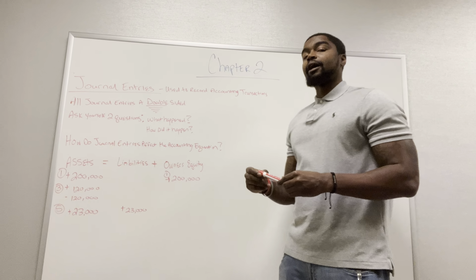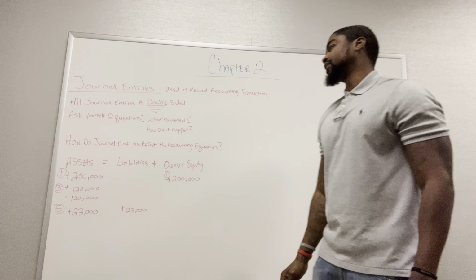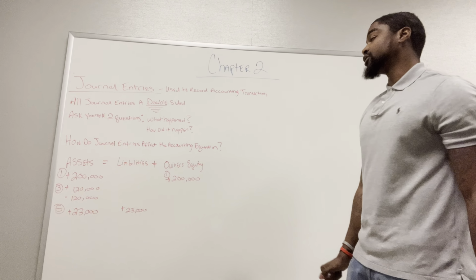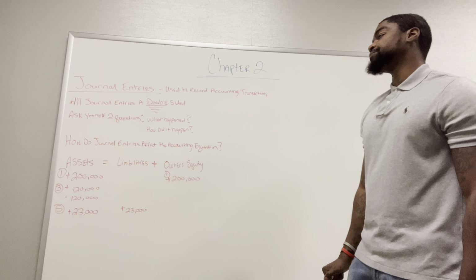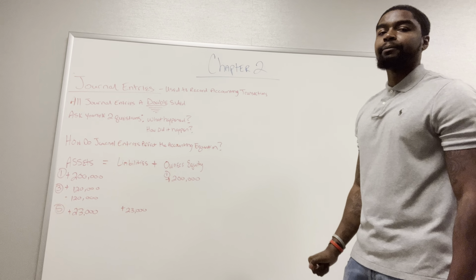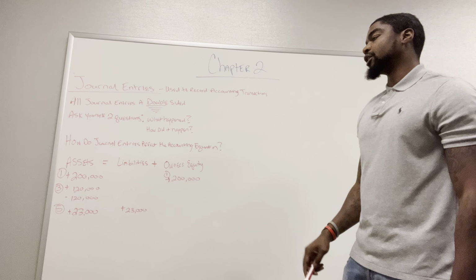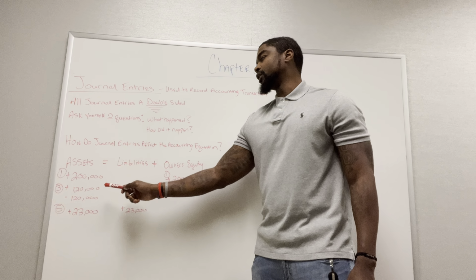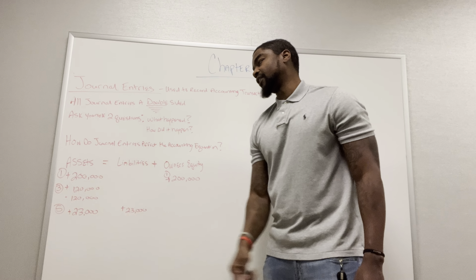So in the book, it outlines it as how do journal entries affect the accounting equation. So in illustration 2-2, they have a few things that happen. So we'll just go over a couple of those. I highlighted transaction 1, transaction 3, and transaction 5.